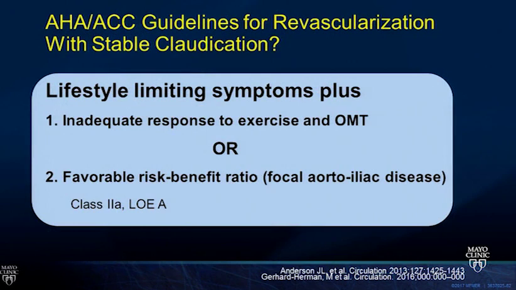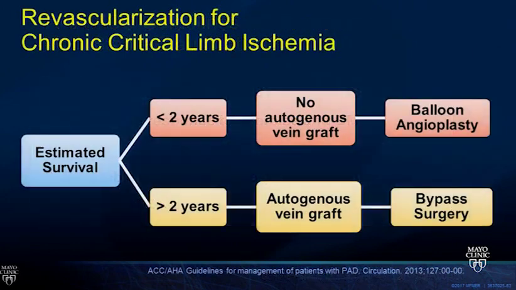So overall, for revascularization with stable claudication, patients need to have lifestyle-limiting symptoms. You need to have them on an exercise program and optimal medical treatment. And then if they're still having symptoms, refer for revascularization. If somebody has a really favorable risk-benefit ratio and they're on optimal medical therapy, you can go straight to revascularization without offering exercise, such as for focal aortoiliac disease.